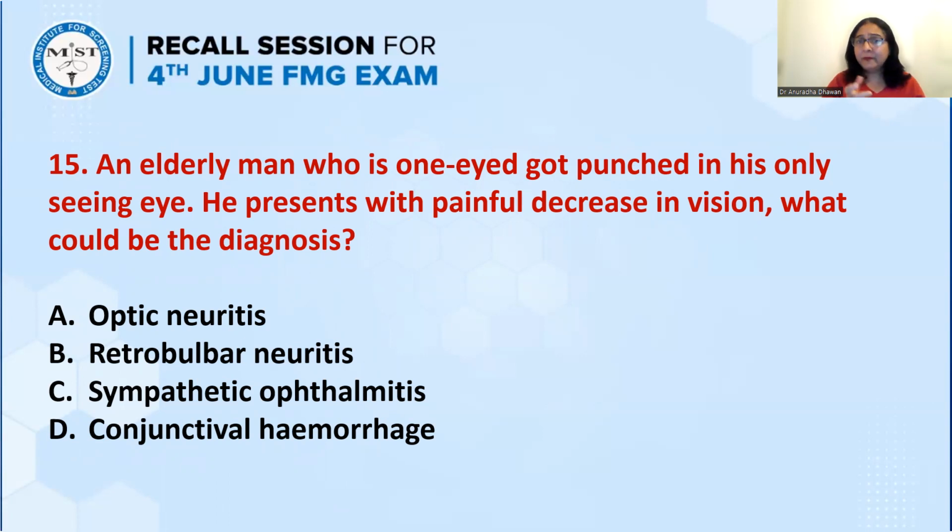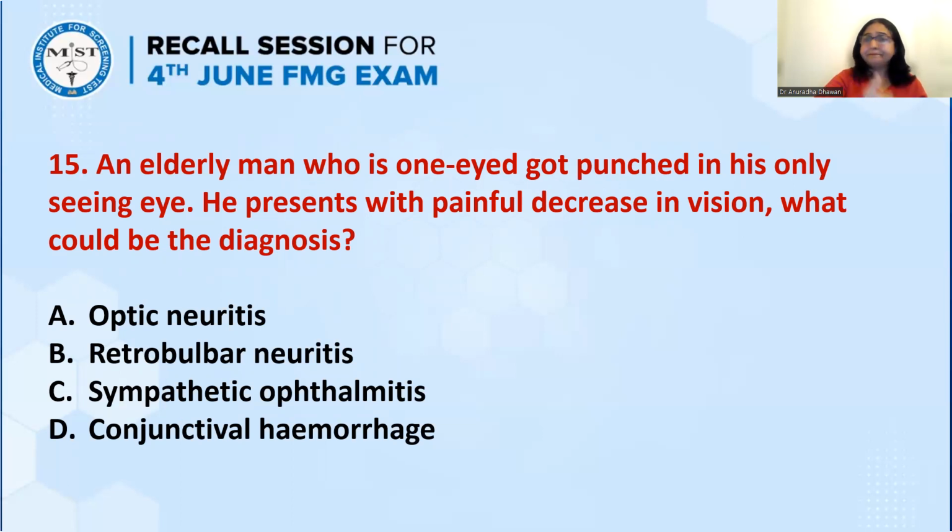Now this question statement may be a little different from what was there, but what I could get was a case scenario like this: an elderly man who is one-eyed got punched in his only seeing eye. So there was a person who is one-eyed and now he has blunt trauma, a punch in the only seeing eye. The patient presents with painful decrease in vision. What could be the cause? So the choices most likely were optic neuritis, retrobulbar neuritis, sympathetic ophthalmitis, conjunctival hemorrhage.